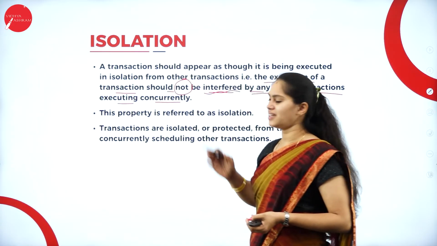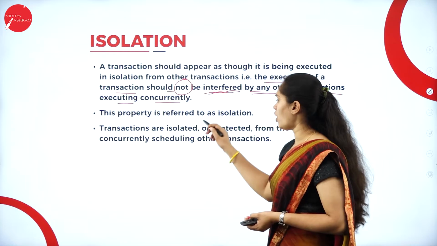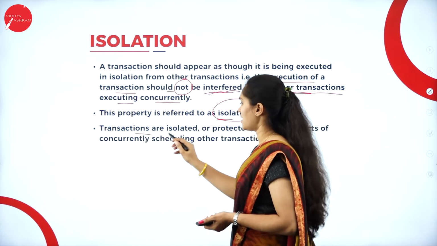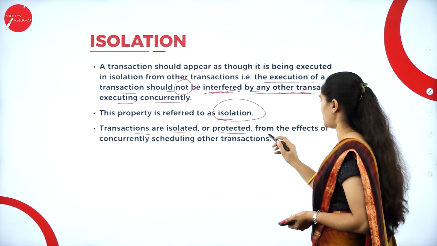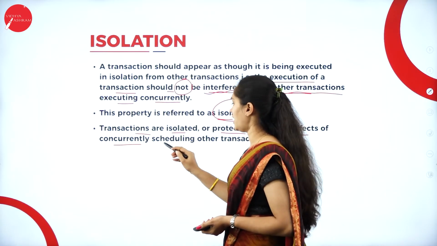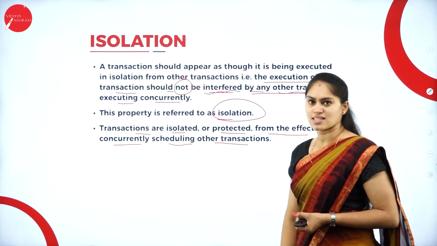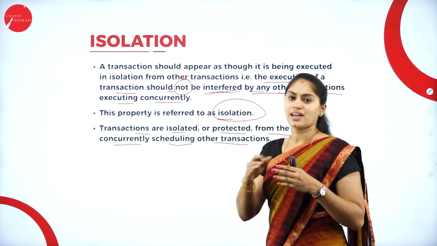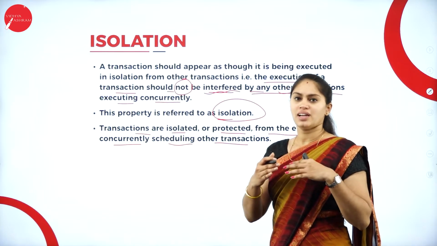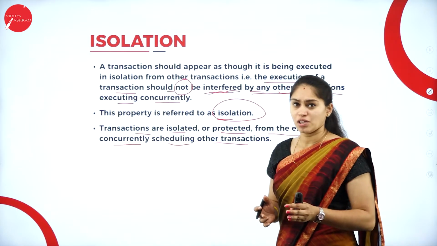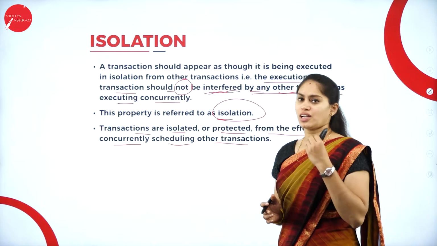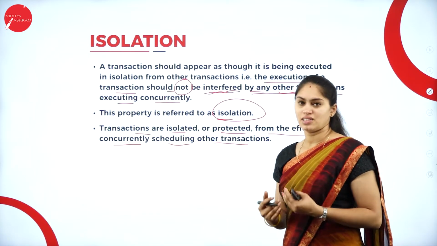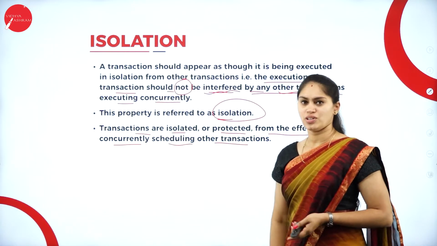So in order to avoid that, it is necessary to follow all the properties which have been given, so that the transactions are isolated or protected from the effects of concurrently scheduled other transactions. So if I have concurrent execution of more than one transaction at a time, and it is not affected or influenced by any other transaction, then I can say that our transaction has the isolation property.